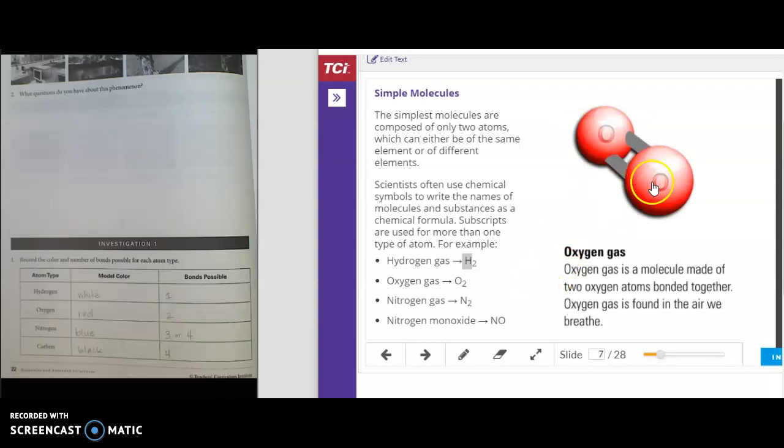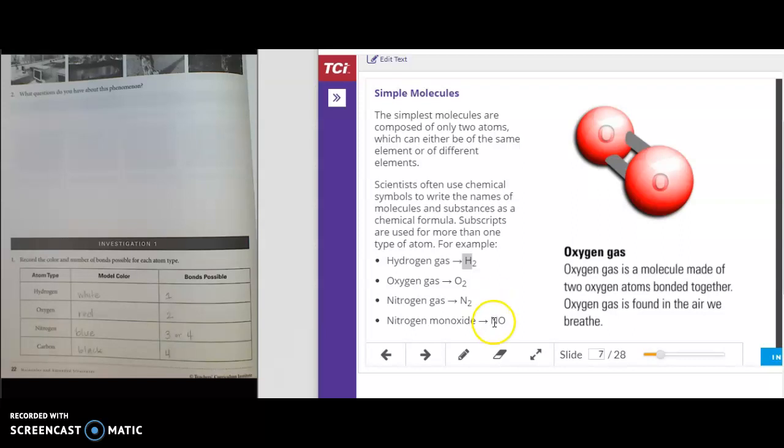So the way that I write that in a chemical formula is using the O for oxygen and putting the little subscript 2 to tell me that there are 2 atoms of oxygen bonded together. Nitrogen gas is also similar. It's N2, so N for the chemical symbol for nitrogen, and then we're using that 2 as a subscript to tell us that there are 2 nitrogens chemically bonded together in that molecule.